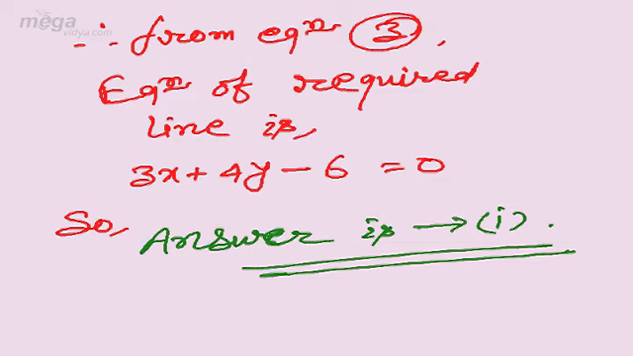Students, I solved this question by using the distance formula, that is, the distance between two parallel lines. But there is a shortcut method. The shortcut is that for the line which is mid parallel to two given parallel lines, we put the same A and B, and we take the average of the two C's, those two C's which are given in the two equations.